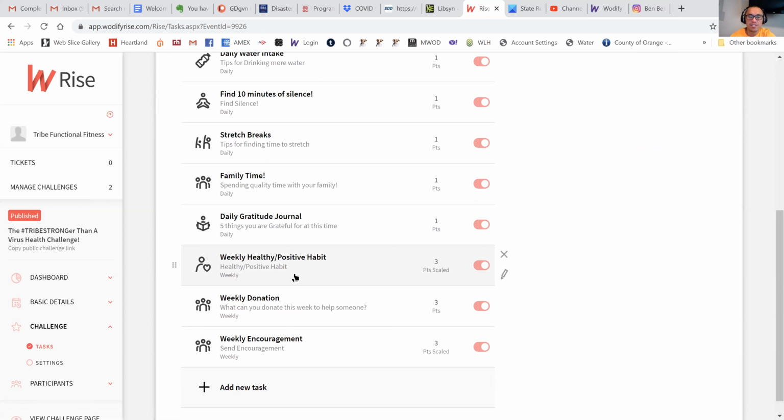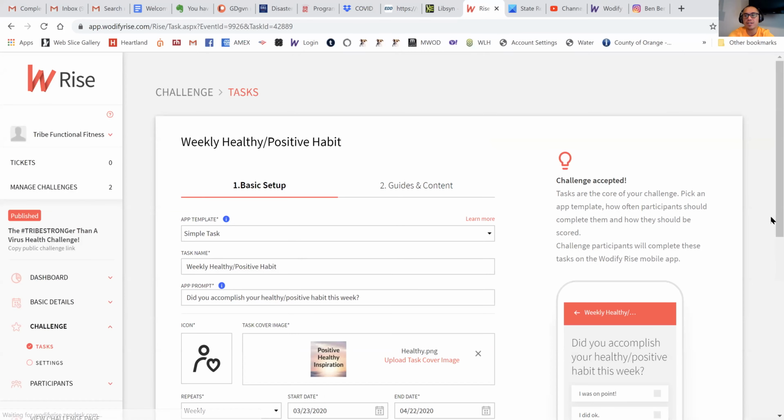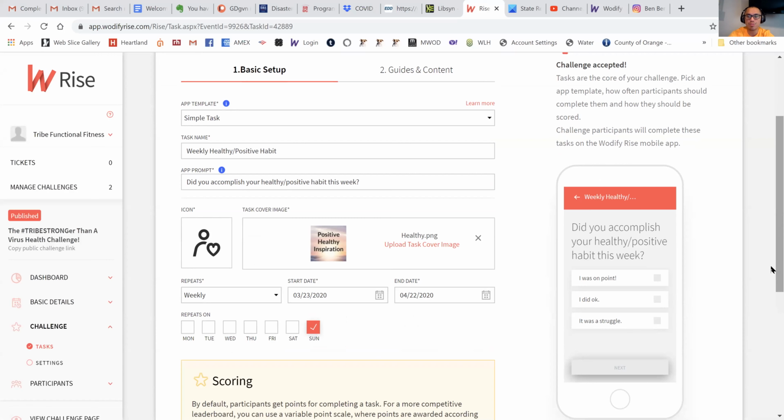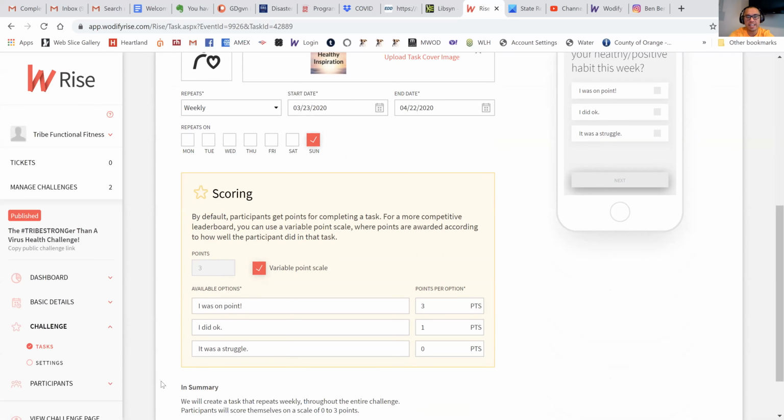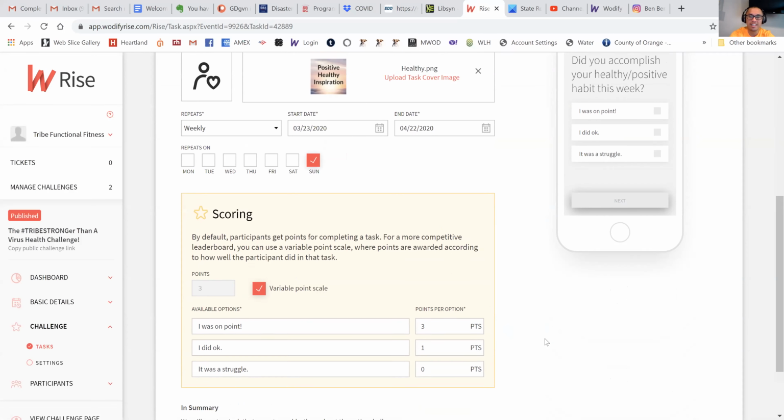The first one is your weekly healthy positive habit. This is whatever you set for yourself when you signed up for the challenge. It was one of the questions you filled out. This is a variable scale. If you were on point and were able to keep to it for the most part, give yourself 3 points. If you did okay, 50-50, give yourself 1 point. If you completely failed, 0 points, try again next week.